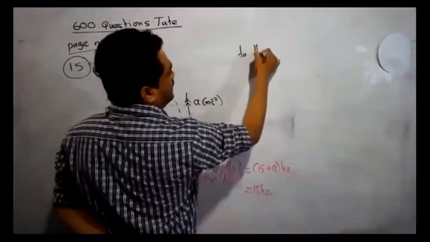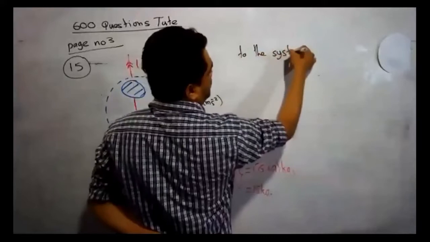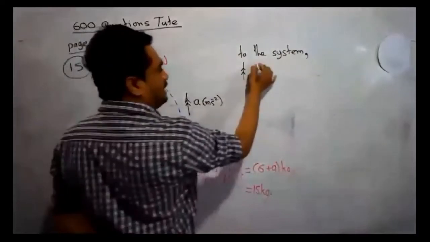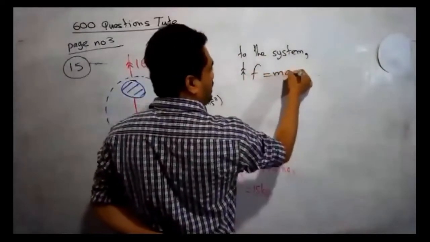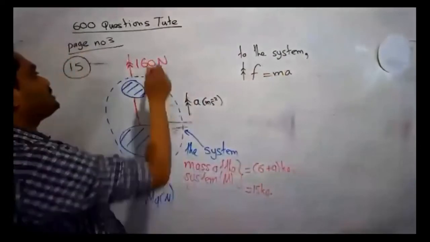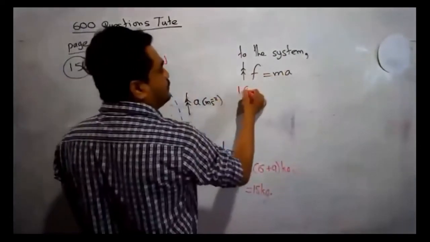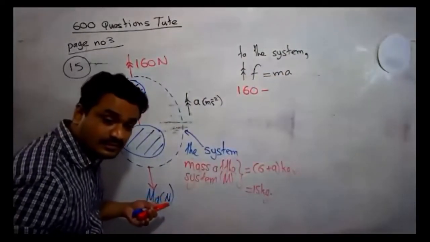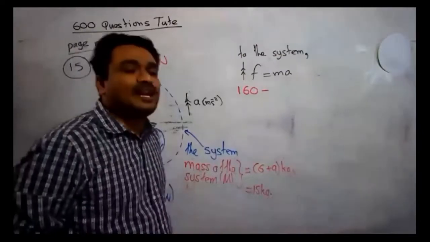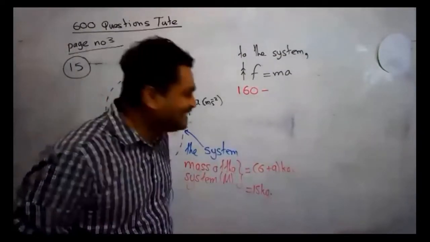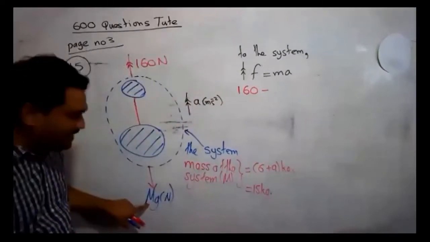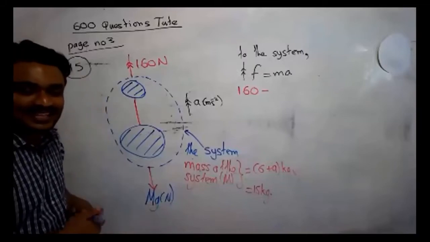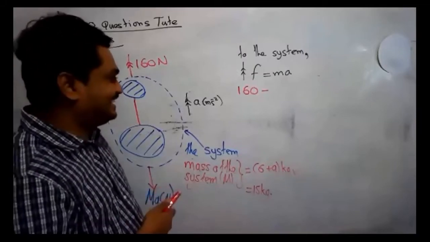Look at the board. For the system moving vertically upward, we apply the equation F equals ma. The upward force is 160. What is the downward force? Somebody please tell me. What is the downward force, dear?